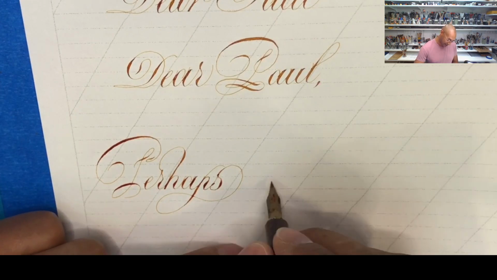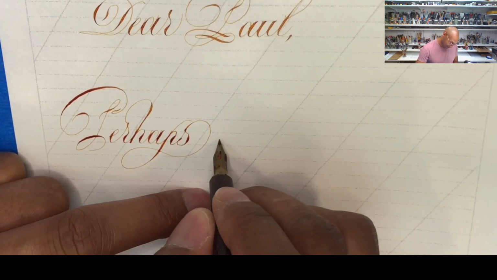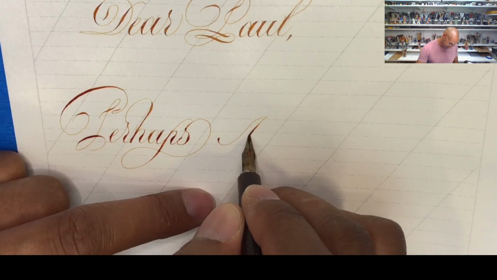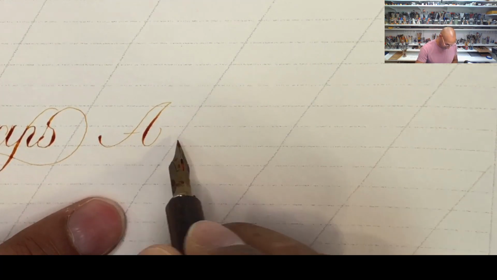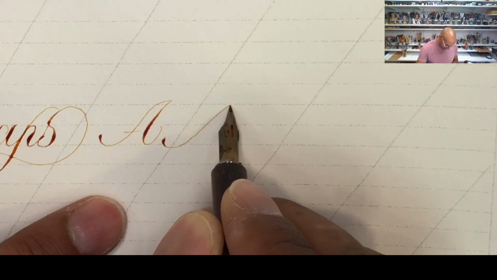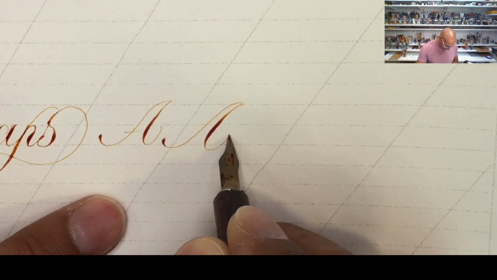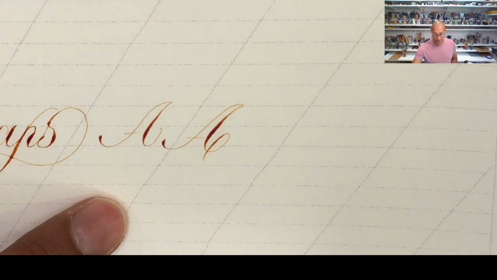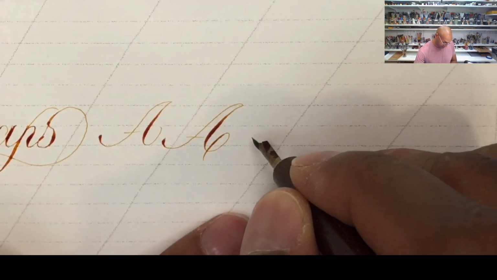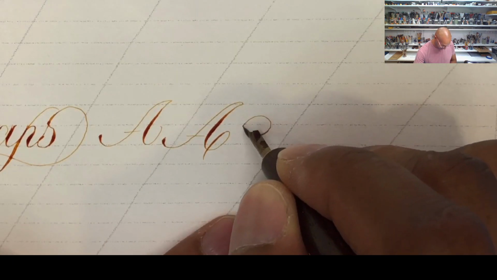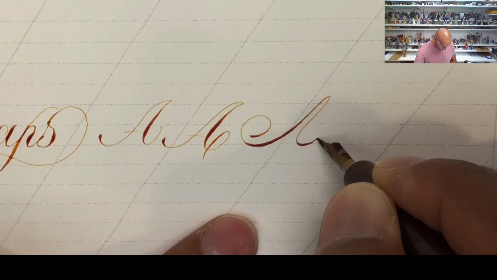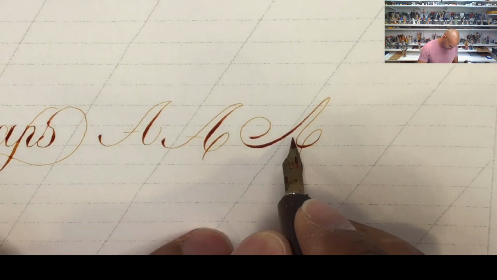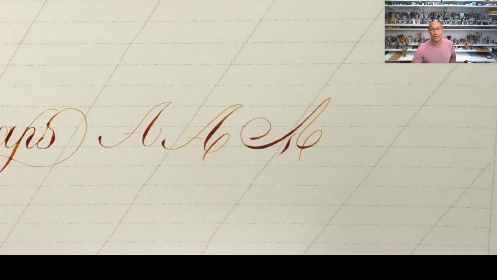Now just remember, when you're writing English roundhand, if this is your standard Copperplate A, you may find that your English roundhand is more like that, and if it's a reverse English roundhand, you may have something like that.